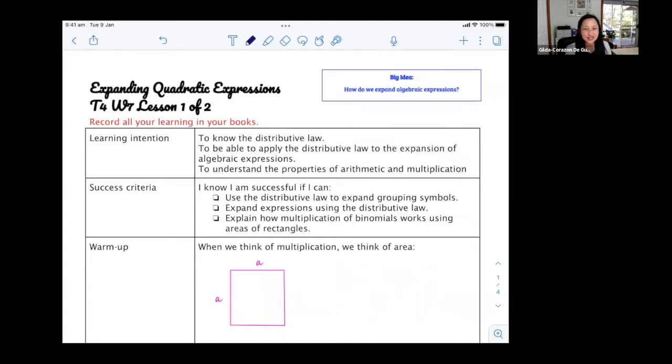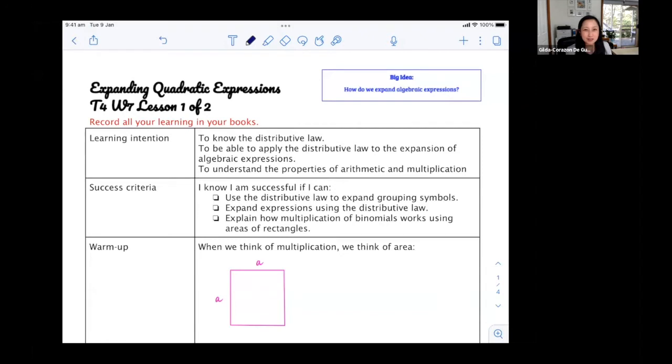Hi, everyone. So today we'll be starting our new topic, which is what we call quadratic expressions. That's chapter 11 of your textbook. If you look at the whole chapter, the focus is on factorizing. I don't know if you remember, but when we discussed this in year 8 or year 9, we said that factorizing is simply the reverse of expanding, where expanding means multiplying.